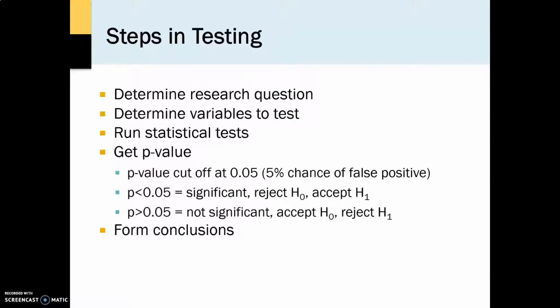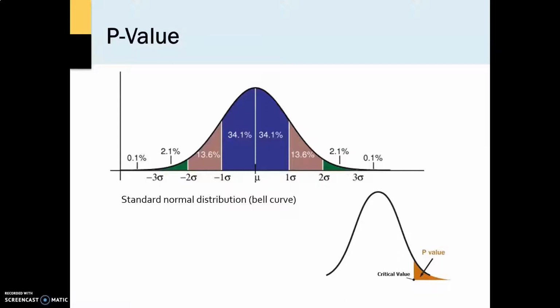So when people are doing an experiment or a study of some sort, they have to determine the research question, determine what variables to test, then they'll run statistical tests, and they will get this value called the p-value. So the p-value is basically a calculation of probability, and it tells you the probability of an event happening.